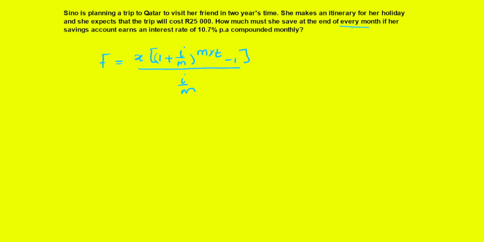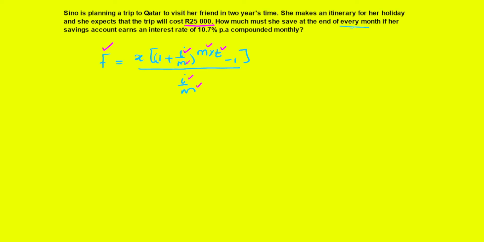Identify what you have. Well, we need to have a future value of 25,000. We are looking for our X because we were given our I, which is 10.7. We were given our M, which is 12. So we were given this and this. And we were given the number of years, which is 2. So here you just have to solve for X.